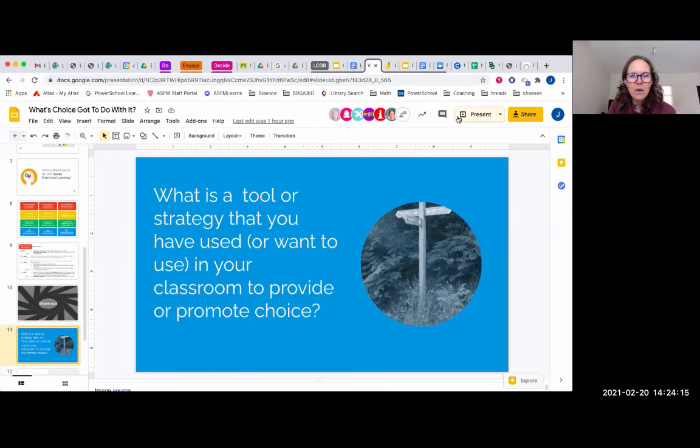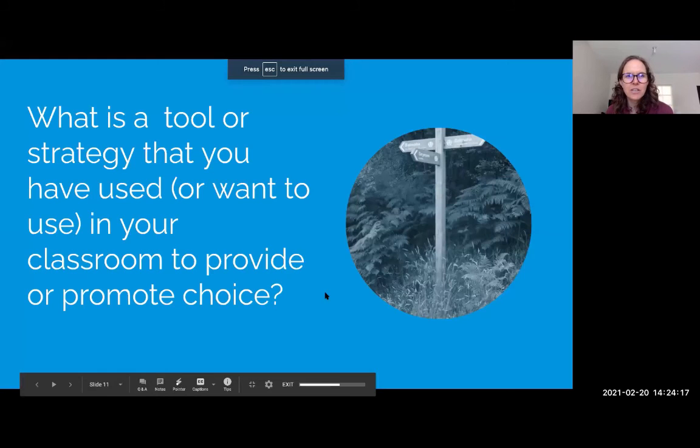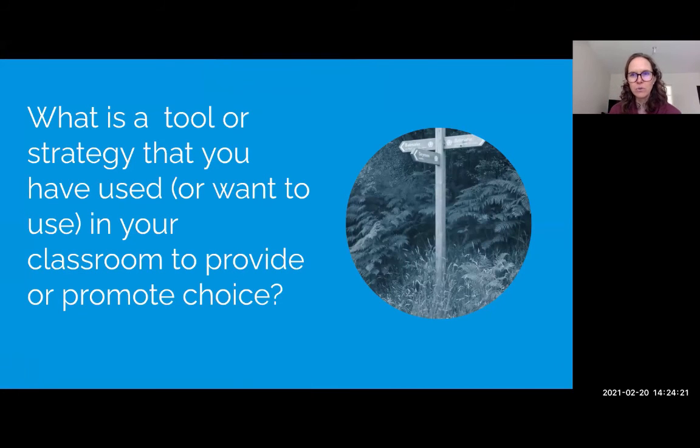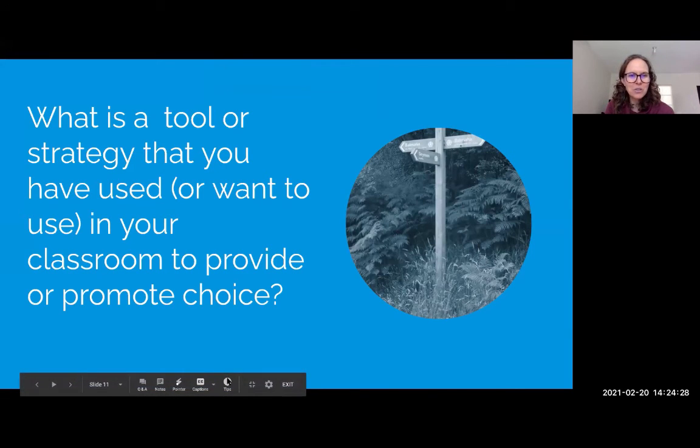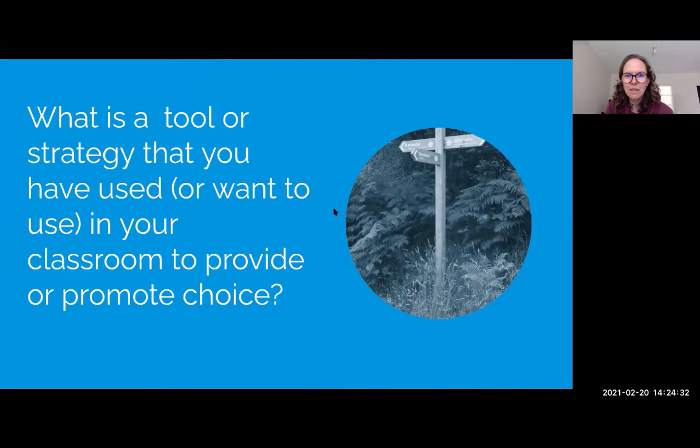As a final thought, just think about what is a tool or a strategy that you have used, or perhaps one that you heard of today, that you want to use in your classroom to provide and promote choice for your students. And I'm going to give you about a minute or two to just quietly reflect on that question and think about it. We're going to do a waterfall chat.